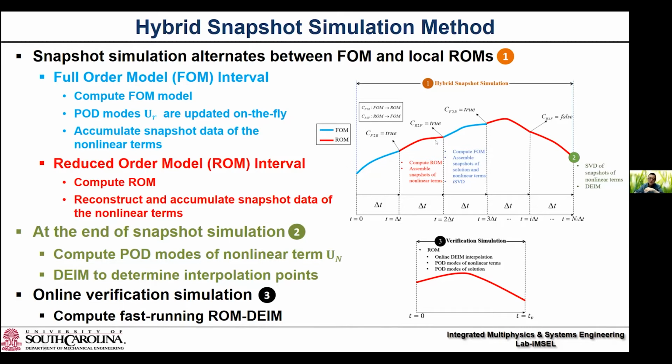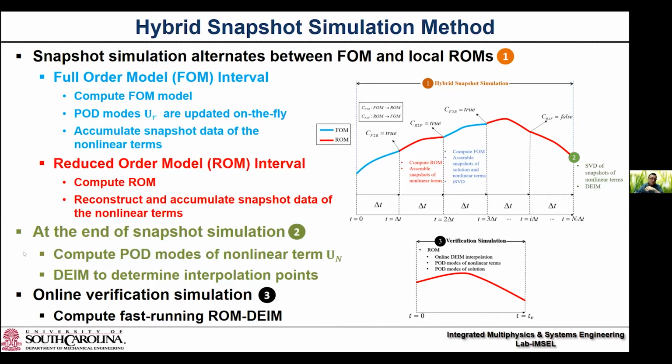In the red curve, the reduced model interval, we will do two different things. First, of course, we compute the reduced model to cover this period. The second is to reconstruct and accumulate the snapshot data of the nonlinear term, which again is associated with the DEIM, and I will discuss it later. However, at the end of this snapshot simulation, we will compute the POD modes of the nonlinear terms, UN. These will be different from the POD modes UR. UR is the POD mode for the solution variable. That is something I want to emphasize.